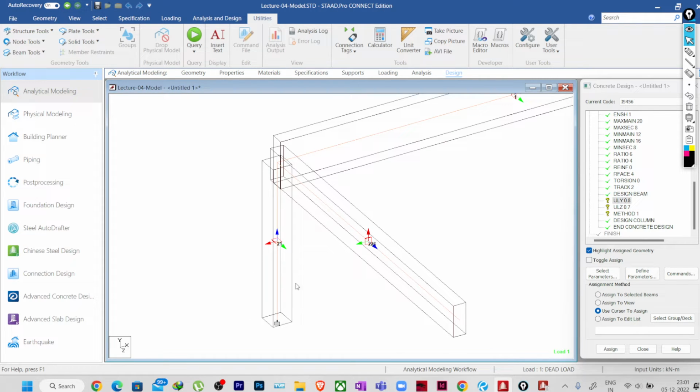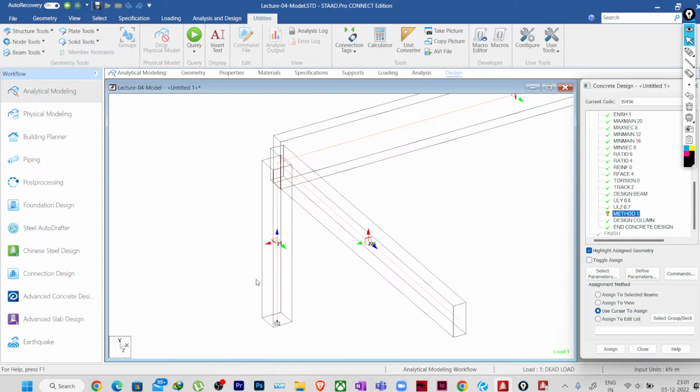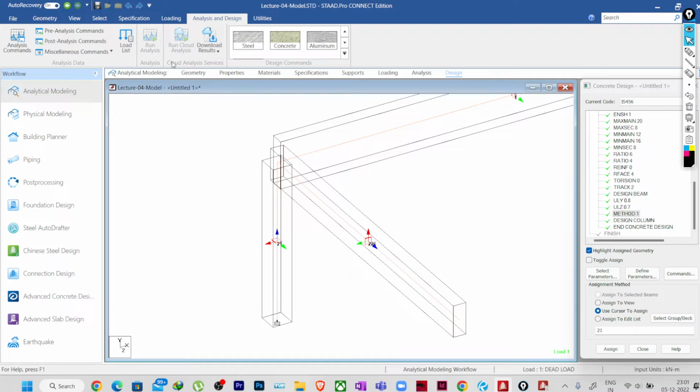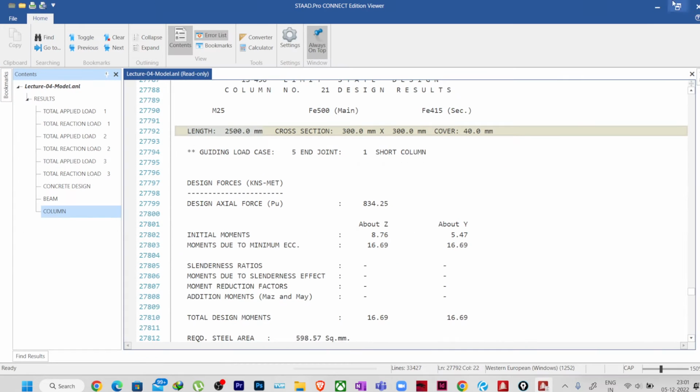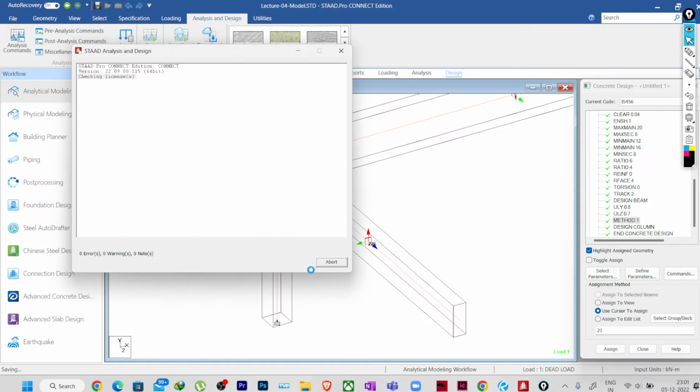Okay, so let us select this column and let us assign this. So ULY, select this column, assign to selected beams, assign. ULZ, I'll select this, assign to selected beams, assign. Method 1, select this, assign to selected beams, assign. Yes. Okay, so now it is assigned. Let us run the analysis again. Analysis, and let me close this actually and run the analysis again. Save.